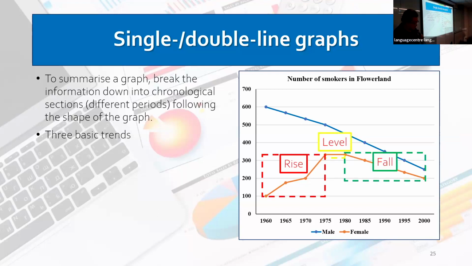How can we do this? You can study the line graph here, and you can identify three basic trends. Usually there are three basic trends: rise, level, and fall.